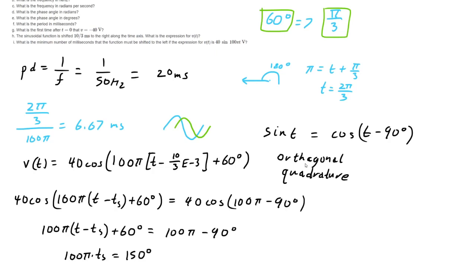So since this is in radians, we can't go directly to degrees and get our time shift. We already know our phase angle is going to be 150 degrees. So we need to find out what time shift will make that possible. To do that, we're going to take Ts equals 150 degrees divided by 100 pi radians per second. So pi radians is 180 degrees, which means that the time shift required is 8.33 milliseconds.